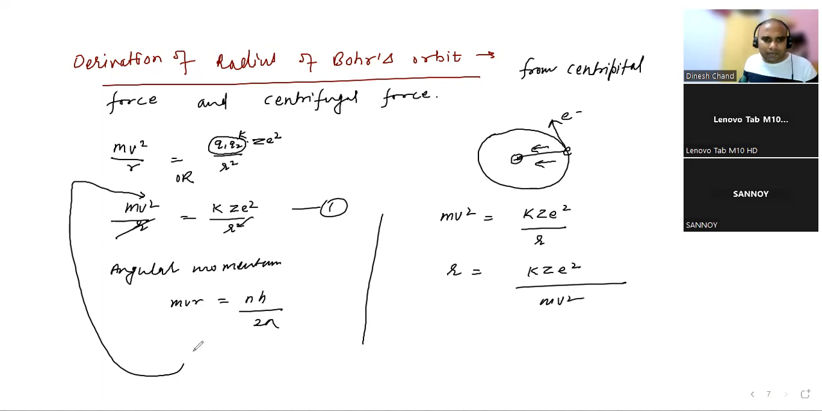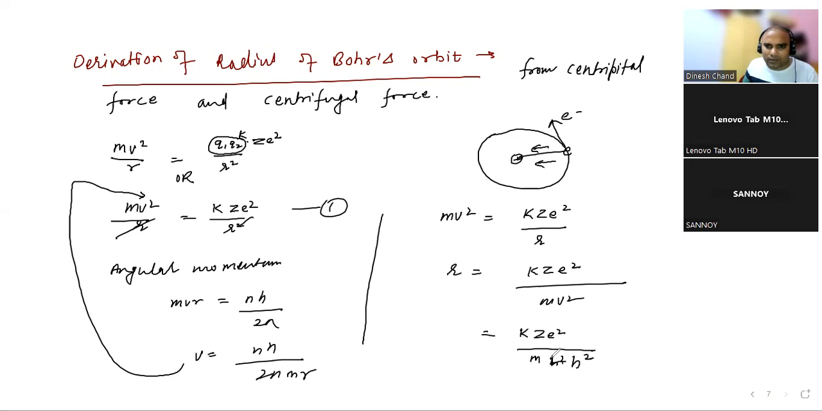And here V is equal to what we just calculated, nh by 2 pi mr. Z will be the atomic number here. Now you can plug in the value. It will be K, here is ZE square, no problem at all. Here M is as it is. If you put this one, it will come N square, H square, total divided by 4 pi square m square, and this is again going to be R square.